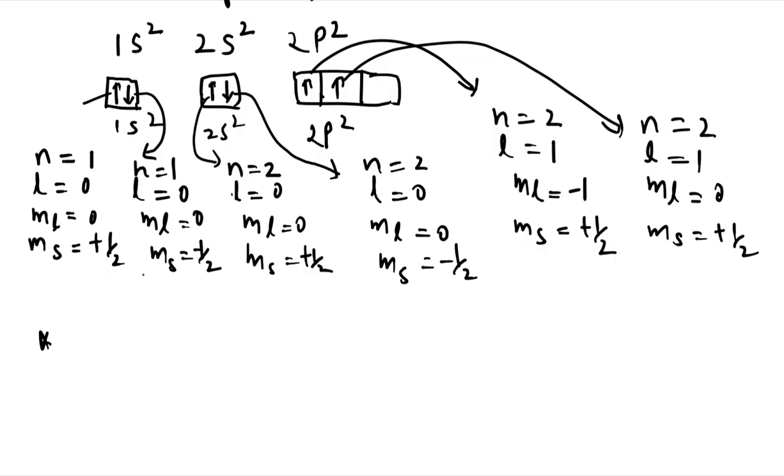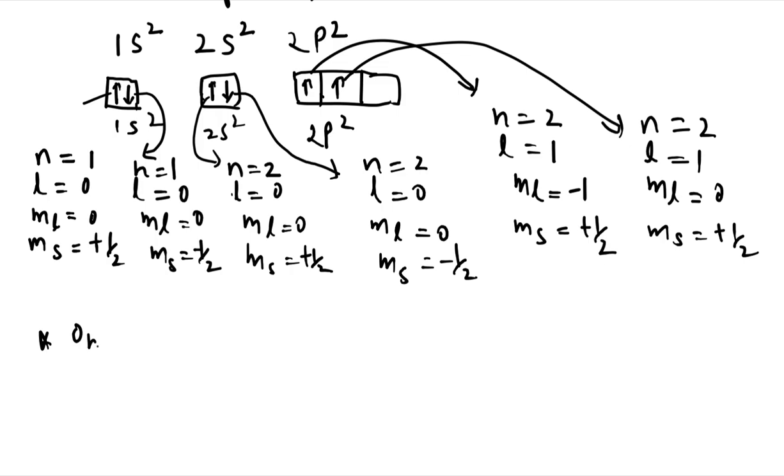So from this we can also conclude one thing, that in a single orbital we can have a maximum of 2 electrons. Here 2 electrons, here also 2 electrons. In each individual 2p orbital also we can have a maximum of 2 electrons. So that is another conclusion of the Pauli exclusion principle.